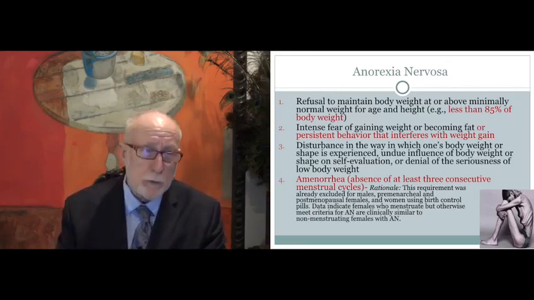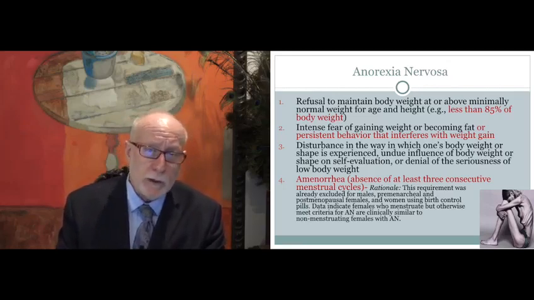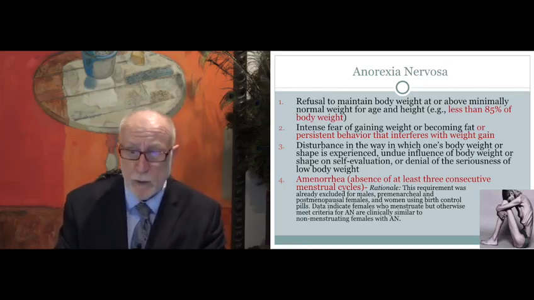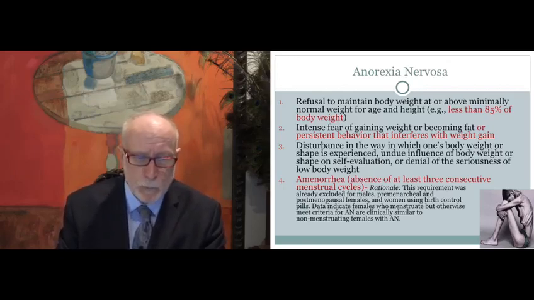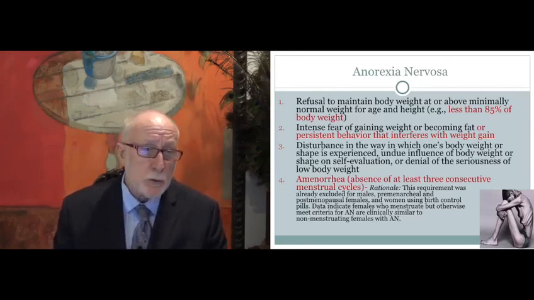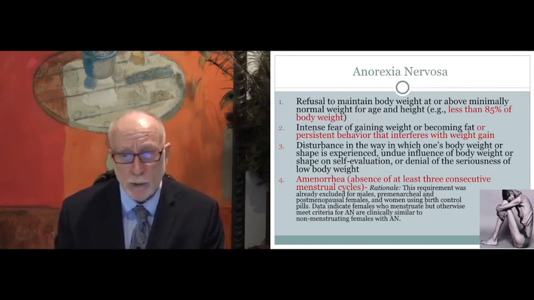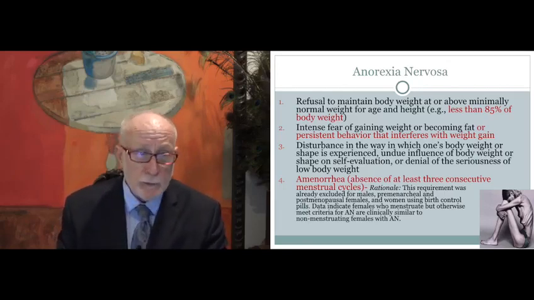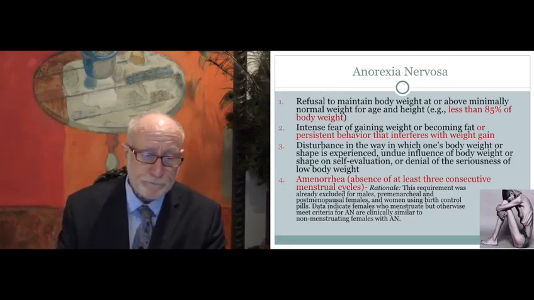But in truth, their BMI may be down at 14 or 15, and they are medically compromised and really in early stages of starvation. So it's a disturbance in body image or shape. You feel like you're heavy, you feel like you're big, you feel like you're fat, and objectively you are anything but. The fourth criteria is amenorrhea.